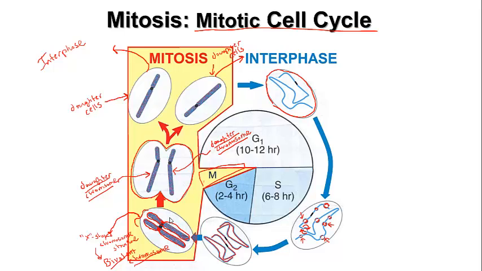So one thing that has been happening here that we haven't really spent a lot of time talking about is this switching between the decondensed state of chromosomes that you find in interphase, and then transitioning into the condensed states that you find during mitosis. So that's one thing that I want to check out very quickly.